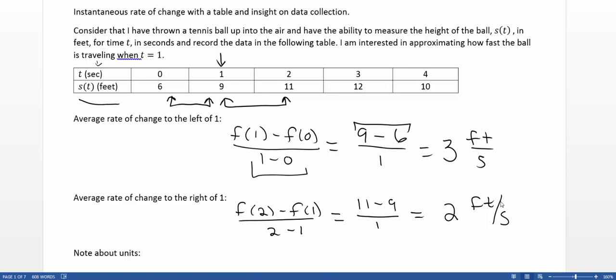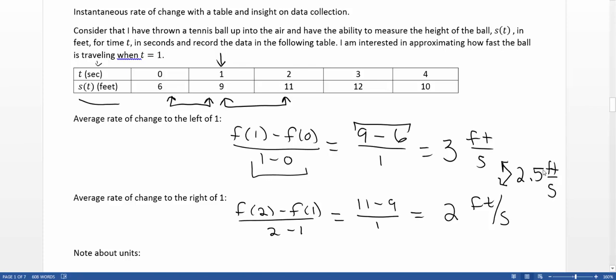Since I can't make that any better, my best guess is going to be to average these two numbers together. So that means I'm going to add 3 plus 2 and then divide by 2. So my best guess for the instantaneous rate of change is 2.5 feet per second.